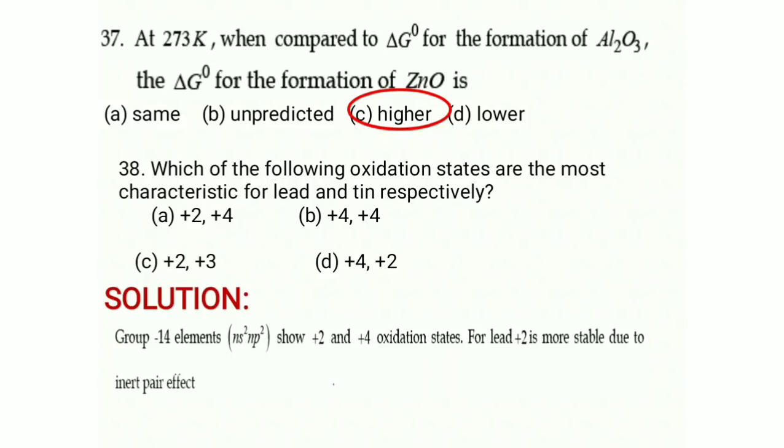So group 14 elements, ns2 np2, show +2 and +4, and for lead +2 is more stable due to the inert pair effect. So the answer for this question is A.